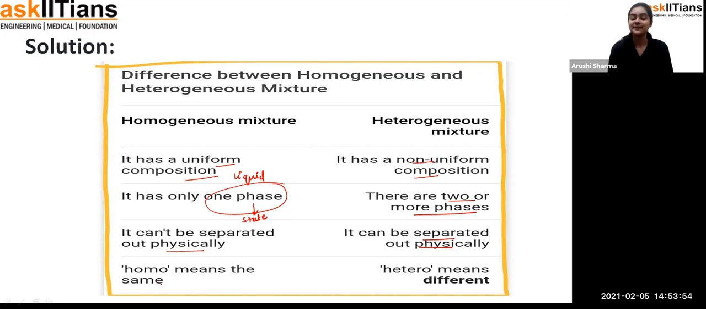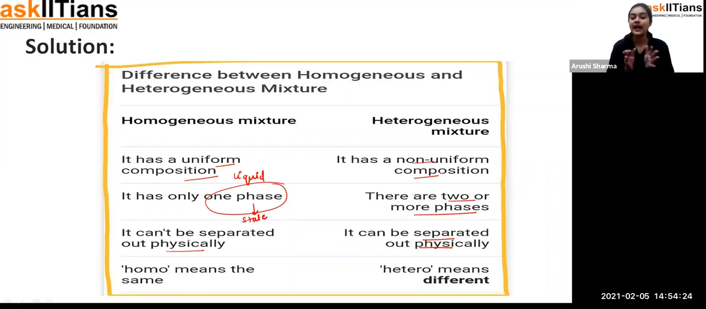And homo means same. At that time also I was trying to say this, that homo means same and hetero means different. That is why in the heterogeneous mixture we find different phases, but in the homogeneous we find only one phase after the mixing of the substances. So students, these are the differences between the homogeneous mixture and the heterogeneous mixture. And what you can also do is add the examples. For homogeneous, salt or sugar solution. For heterogeneous, sand and chalk solution.